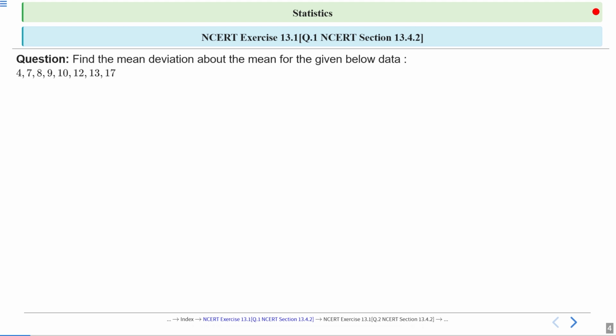This question asks us to find the mean deviation about the mean for a set of numbers. The data given is 4, 7, 8, 9, 10, 12, 13 and 17. So students, first of all, try it yourself.